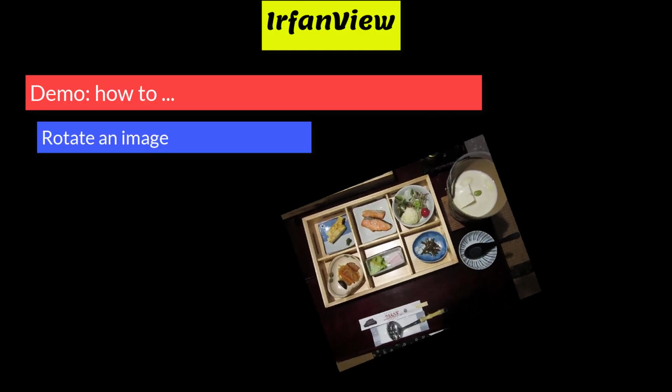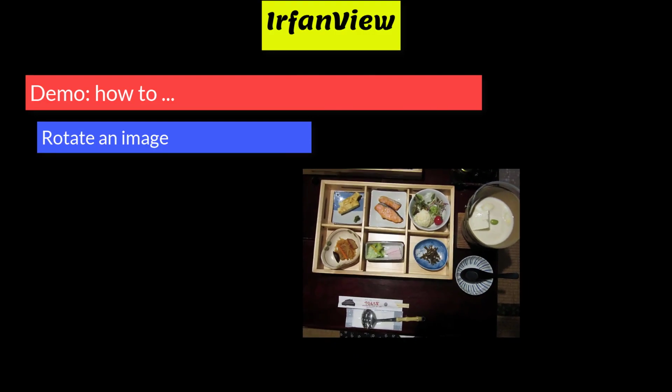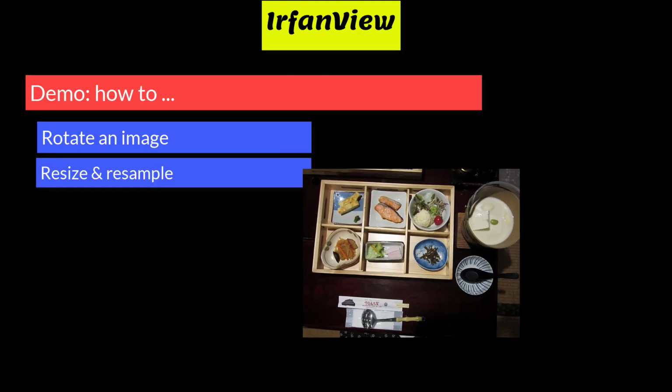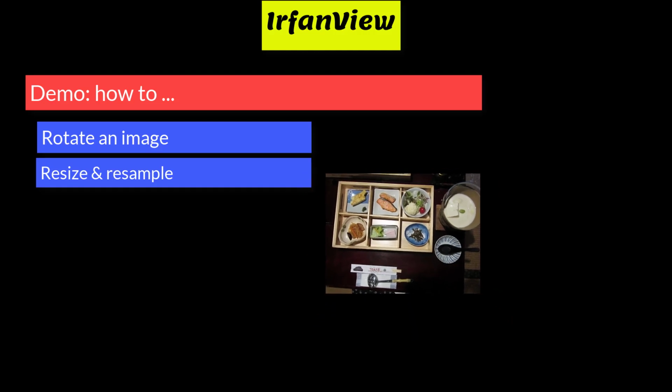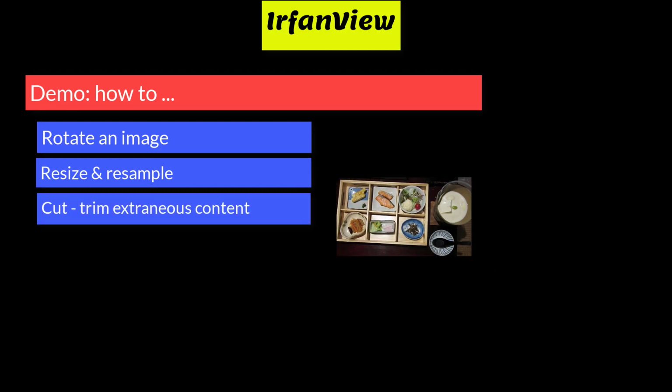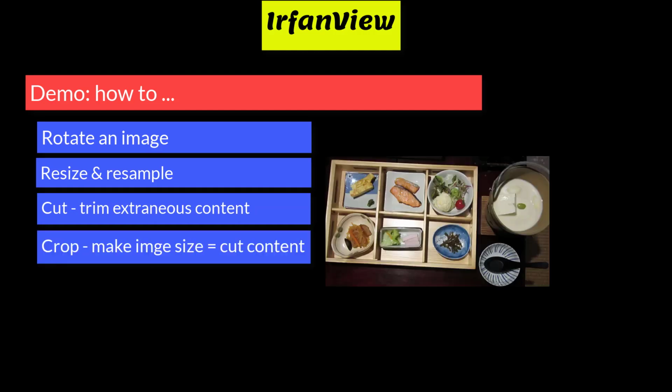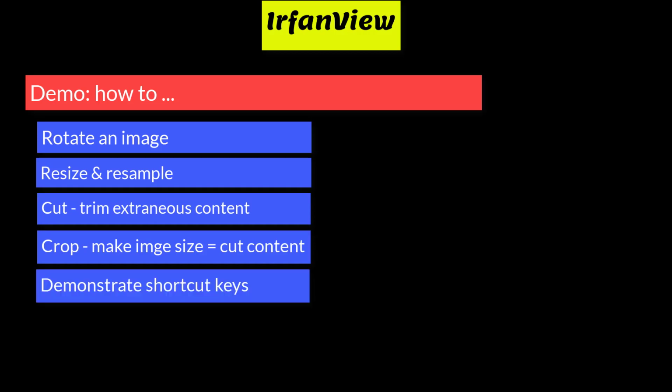1. Rotate. Sometimes you get pictures that need to be rotated. 2. Resize. Really important for web pages to have small images. They load faster and are less of a drag on your user's network. But you don't want to just resize, you want to resample also. This means the image is reduced while keeping as much visual integrity as possible. 3. Cut. That is, trim extraneous content. 4. Crop. Make the image size equal to the result of trimming. And 5. To demonstrate the use of some shortcut keys.